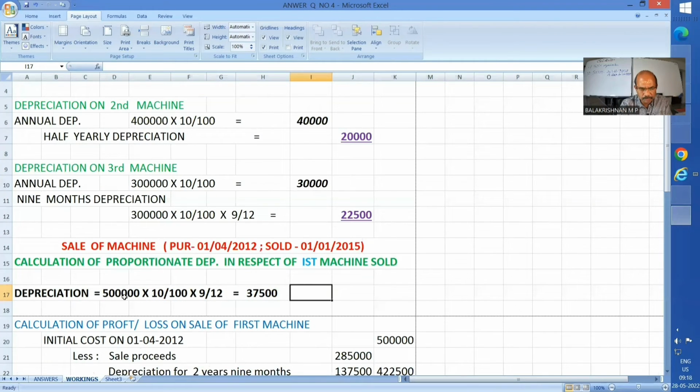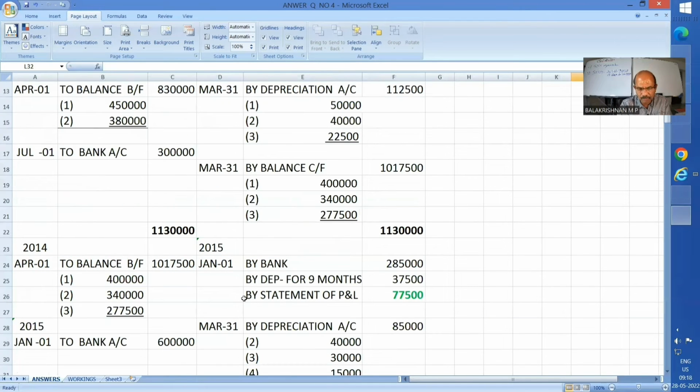Yes, cost of the machine and the rate. It served me 9 months. So depreciation comes to 37,500. Let me account for that first, by depreciation 37,500, and of course it has been clearly given. It realized, I sold it for 2,85,000. I can straight show that entry by bank.